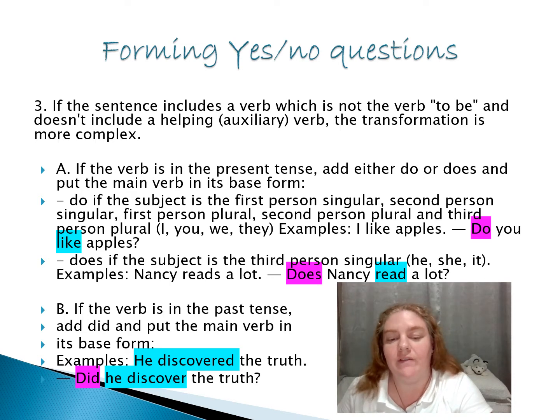Now, however, if the verb is in past tense, we add did, and then we add the verb in its base form. As you can see, the question word did added in pink, and the verb in its base form, discover, in green.